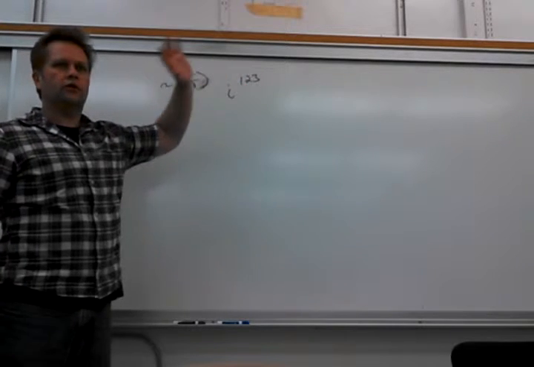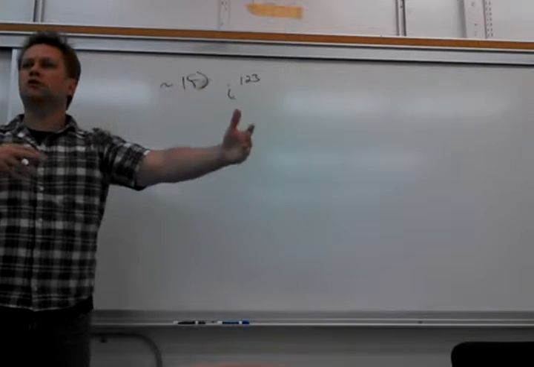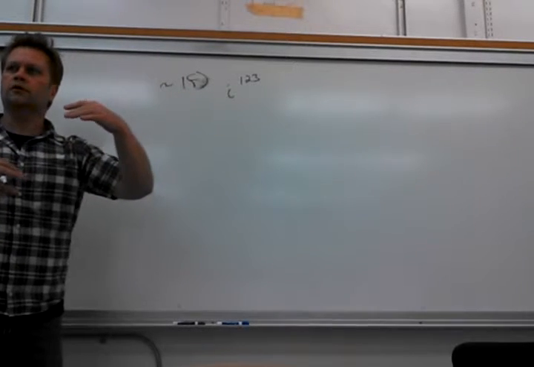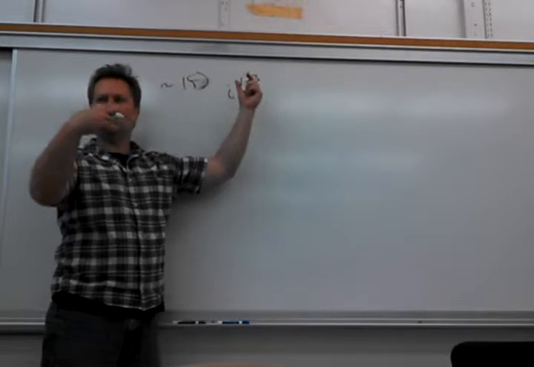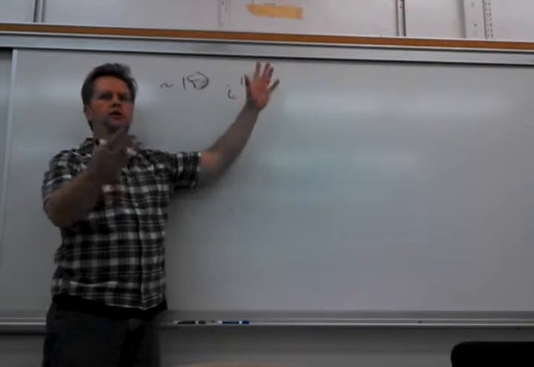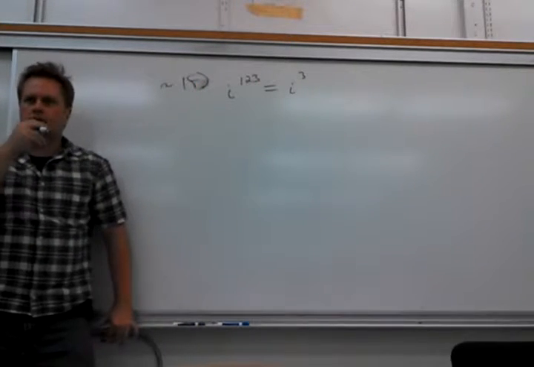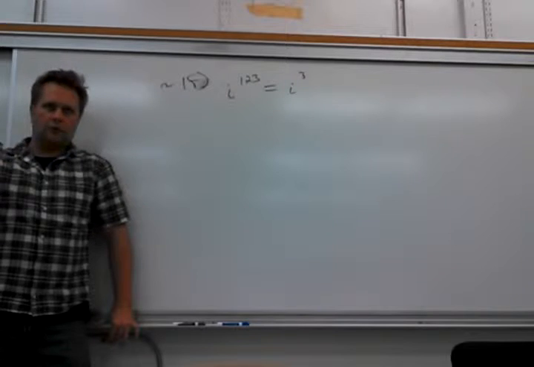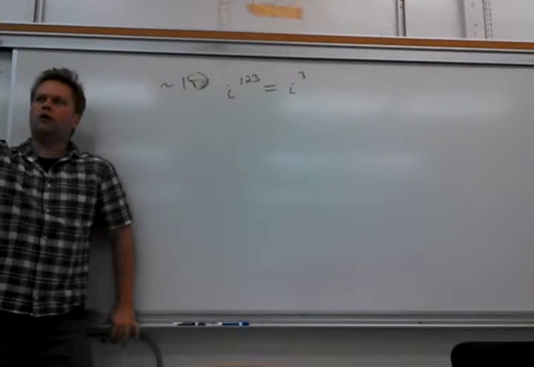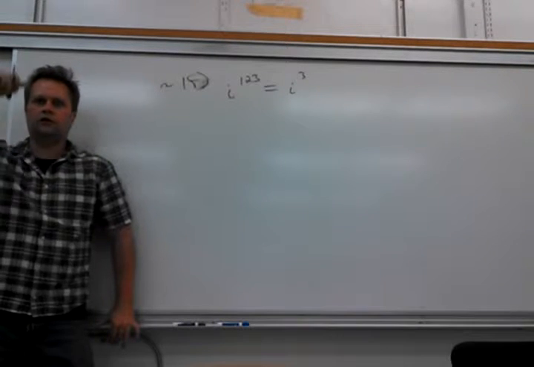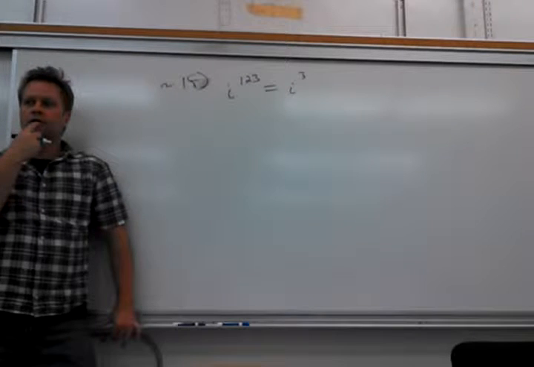4 goes into 123 how many times? 30. That part doesn't even matter. 4 goes into 123, but how much is left over? 4 would go into what number right below 123? 120. So how much would be left over? 3. So this is the same thing as i cubed. That's the idea, because it repeats every 4. So if you divide by 4, the remainder will tell you where you are in that pattern, where it just keeps repeating the first 4 values. And now you just have to remember what i cubed is.